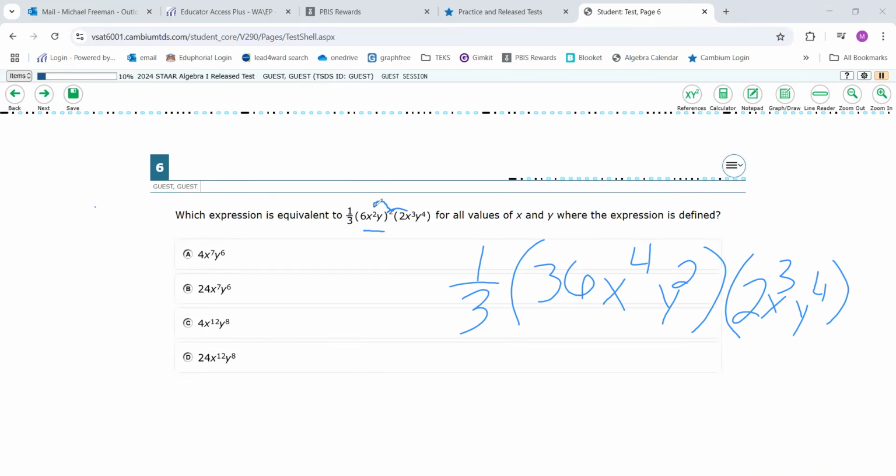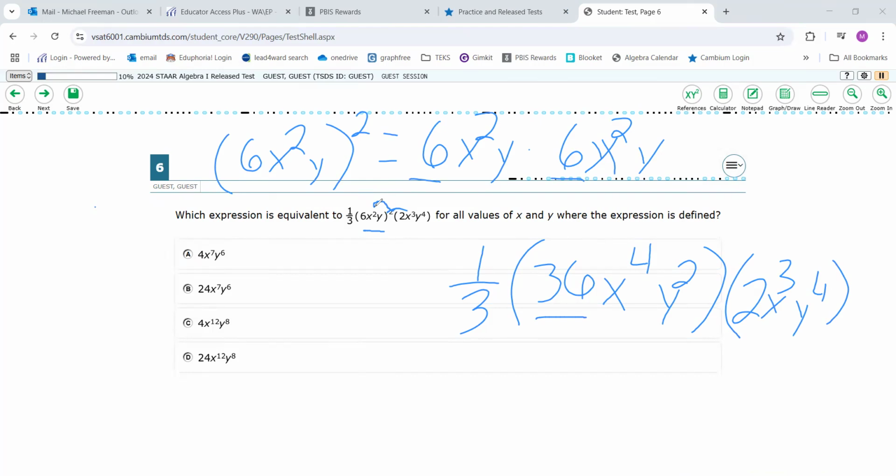Or look, 6x squared y, squared, literally means I have two 6x squared y's being multiplied. Well, 6 times 6 is 36. I have two x's here and two more, that makes x to the fourth. One y and another y makes y squared. Well, yeah, that checks out. But again, when it's a power raised to a power, we just multiply. Parentheses mean multiply. So we're distributing this exponent to my other exponents.